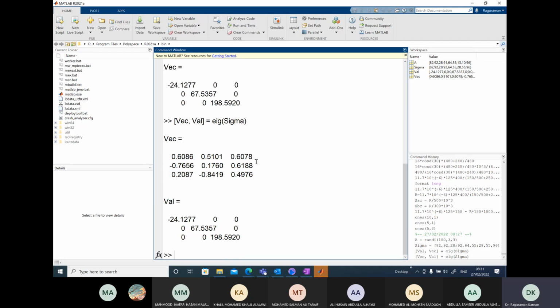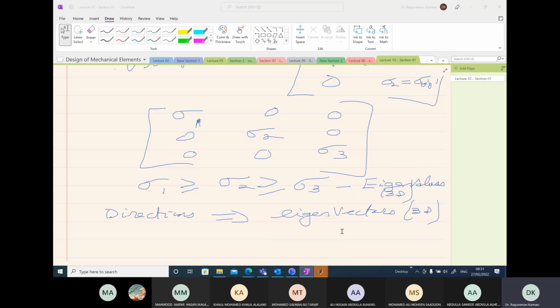Okay, so you can see here, these are the principal stress values. What you see here is 198 as sigma 1, sigma 2 is 67, and sigma 3 is minus 24. So these are the principal stress values, and the directions are given by the columns here. So if I want the direction instead of theta, I will use the eigenvector directions to point to the direction of a particular principal stress.